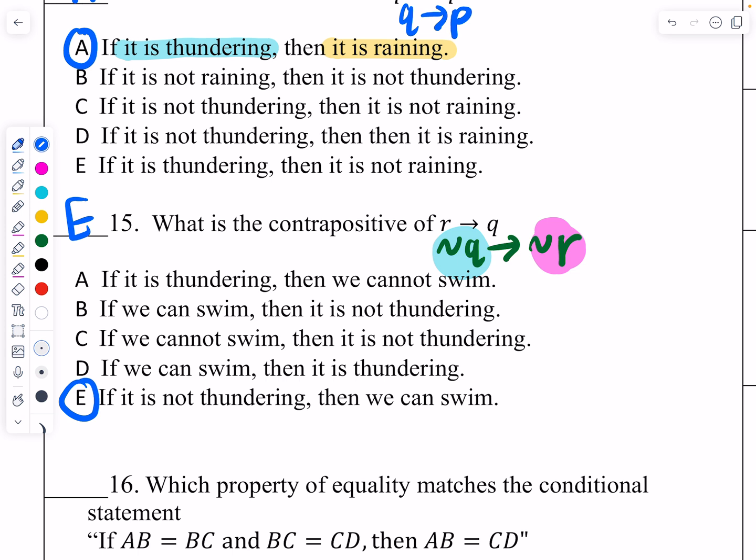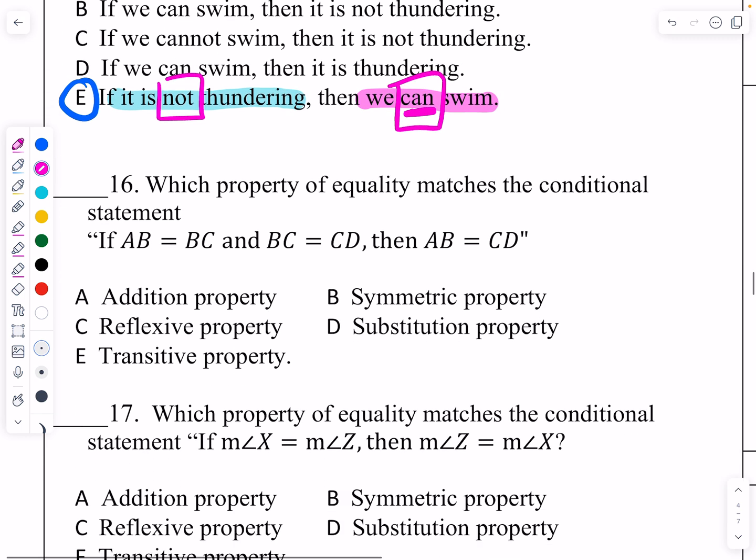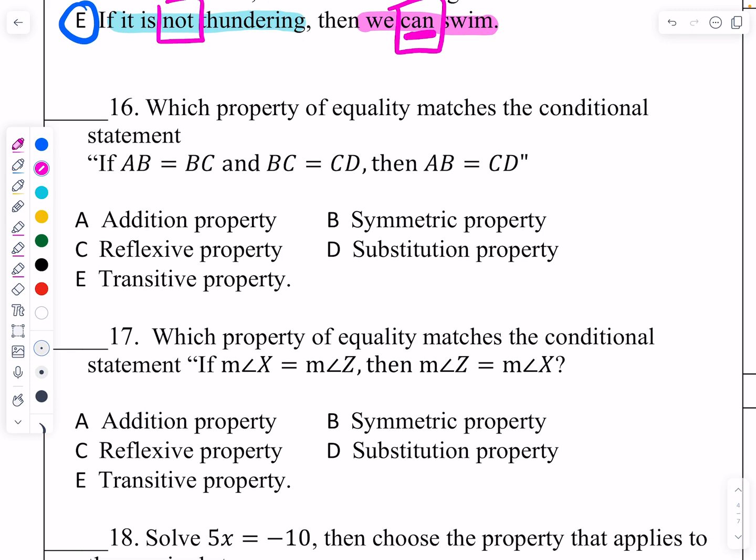And so what they did is they switched it. This became the blue, but they added the word not. This became the pink, but they changed it. So they dropped in the word not here. They took out the word cannot and made it we can swim. So they negated both of those. Okay. Which property of equality matches the conditional statement? And so our properties of equality, we did this on our Chapter 2 test, and we learned all of these different POEs and POCs. If it's an equal sign, it's a property of equality. If it's a congruent symbol, it is a property of congruence.